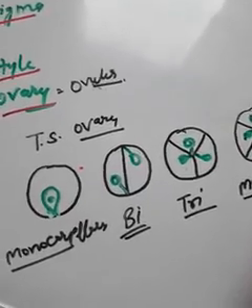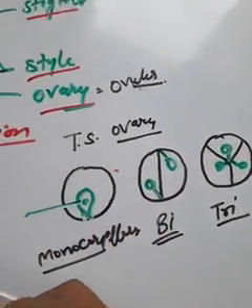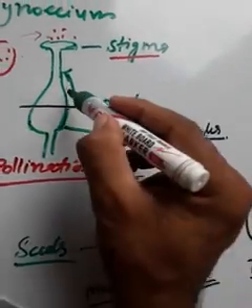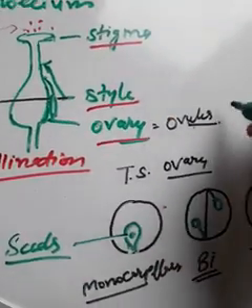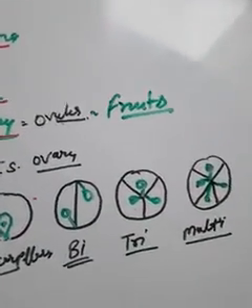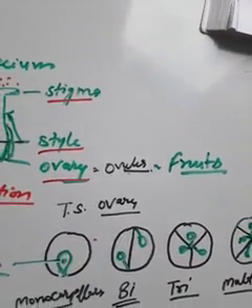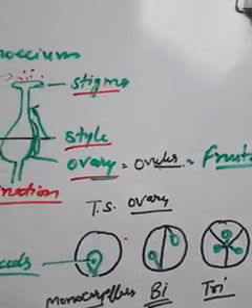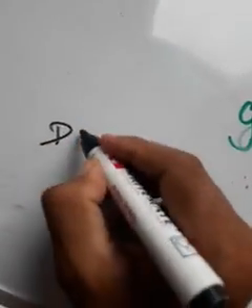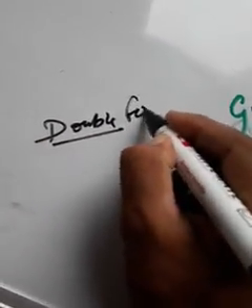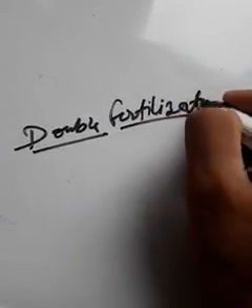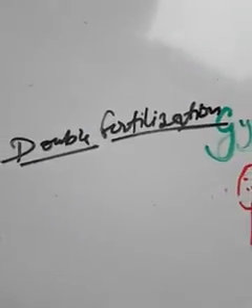After the fertilization process, the ovules will develop into seeds, and the ovary wall will develop into fruit. In angiosperms, there is double fertilization and the triple fusion process. Double fertilization is a specific characteristic of angiosperms.